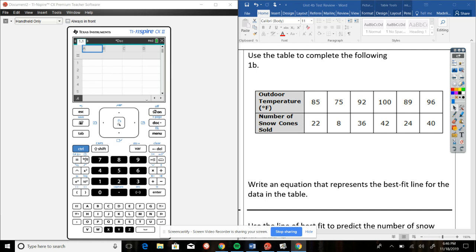Okay, today we're going to be going through the Unit 4B review. So again, I'm going to be doing all the B's. The A's were something your teacher should have gone over in class.